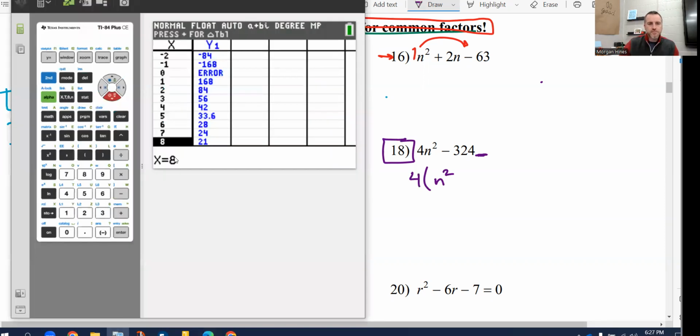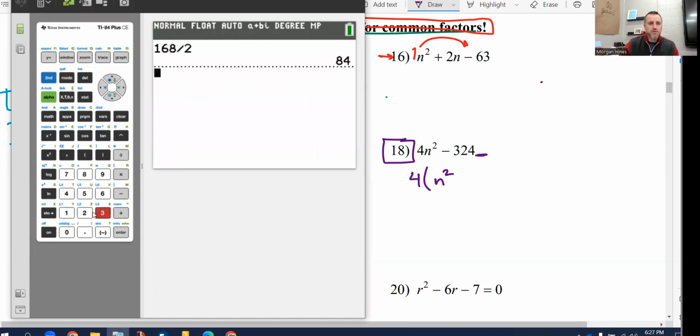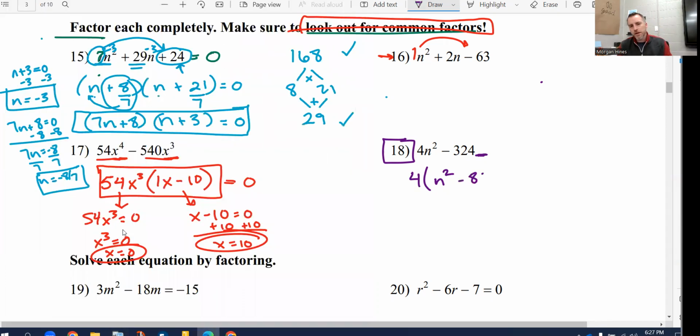And then 324 divided by 4 is 81, n squared minus 81. So this has a common factor. However, are we done factoring? We still have an n squared here. We haven't broken it down into both of these.